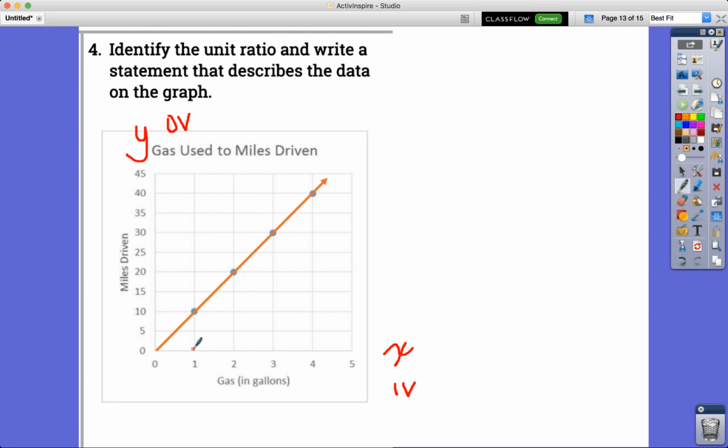Okay, coming back. When I have 1 gallon of gas, I can go 10 miles. So I should see increments of 10. So when I have 2 gallons of gas, it should be 20. And sure enough, it is. 3 gallons of gas and 30. 4 gallons of gas and 40. So your ratio of gas to miles driven is 1 to 10. For every gallon of gas, you can drive 10 miles.